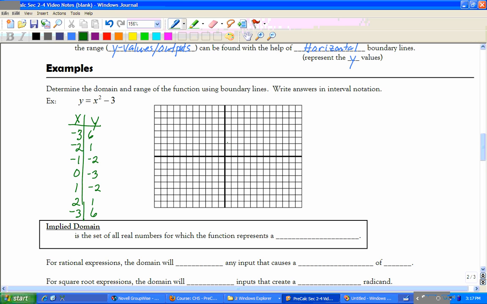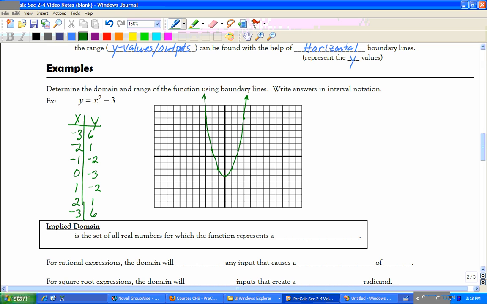So let's plot those points. And it looks like it's symmetric with respect to the y-axis. So we can easily just put in the rest of our points, connect those together with a smooth curve in the shape of a parabola. Make sure you put arrows on the ends because this continues on forever and ever.